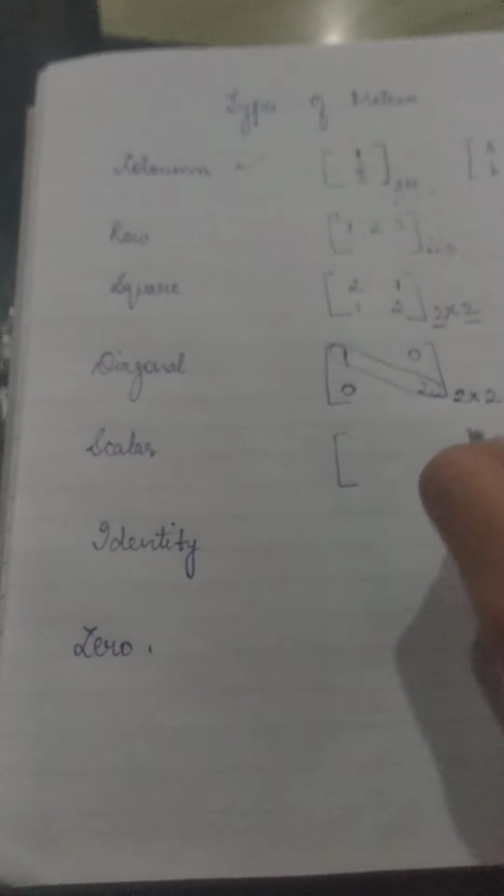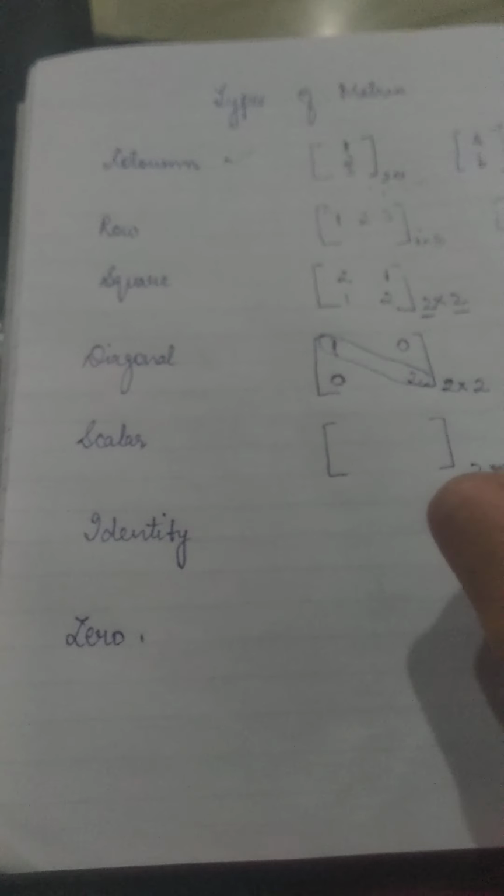Likewise, we have a scalar matrix. In the case of a scalar matrix, this is also a square matrix of order 2 by 2. Remember, since the scalar matrix is also a type of square matrix, it is of the order 2 by 2.